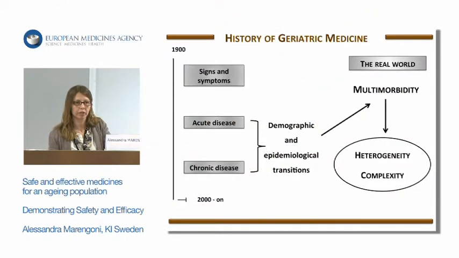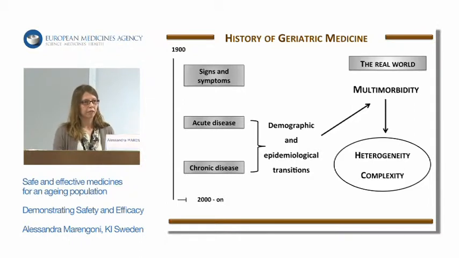In the last century, the demographic and epidemiological transitions that you well know have led to very important changes at the population level, resulting in an aged population affected by chronic diseases. Indeed, most elderly people living in the community are affected by two or more chronic diseases, by multimorbidity.